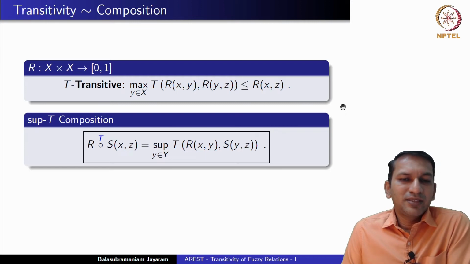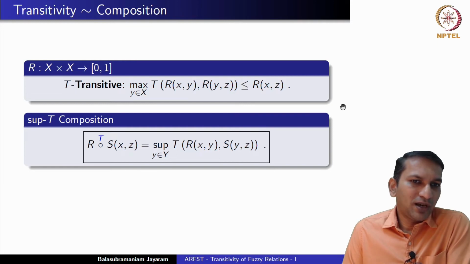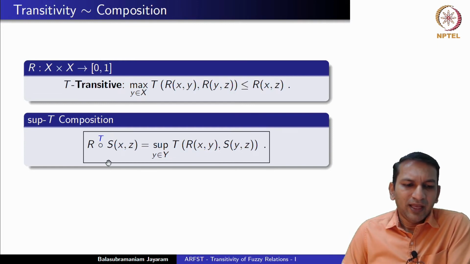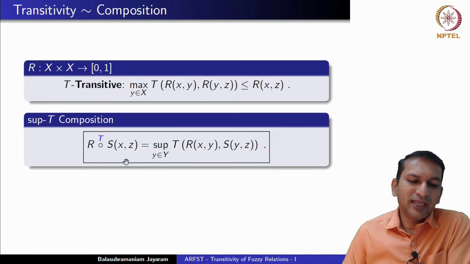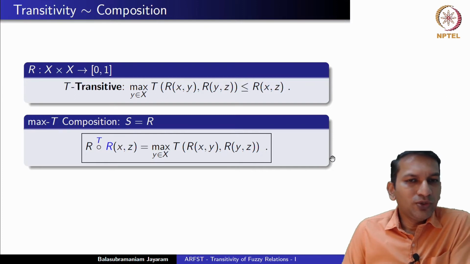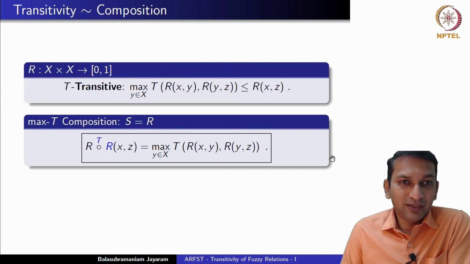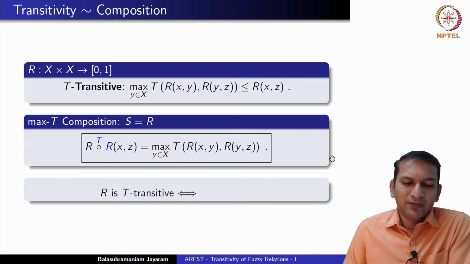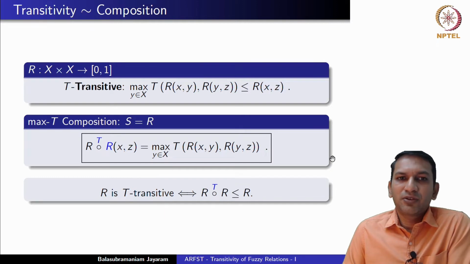So when R is on X cross Y and S is on Y cross Z, we compose R and S like this. If instead of taking S to be from Y cross Z, you instead take S to be R itself, what we have is essentially this composition coming in here. So from these two, we could also define transitivity in an alternate but equivalent way. We say R is T-transitive if and only if R circle T R is less than or equal to R.